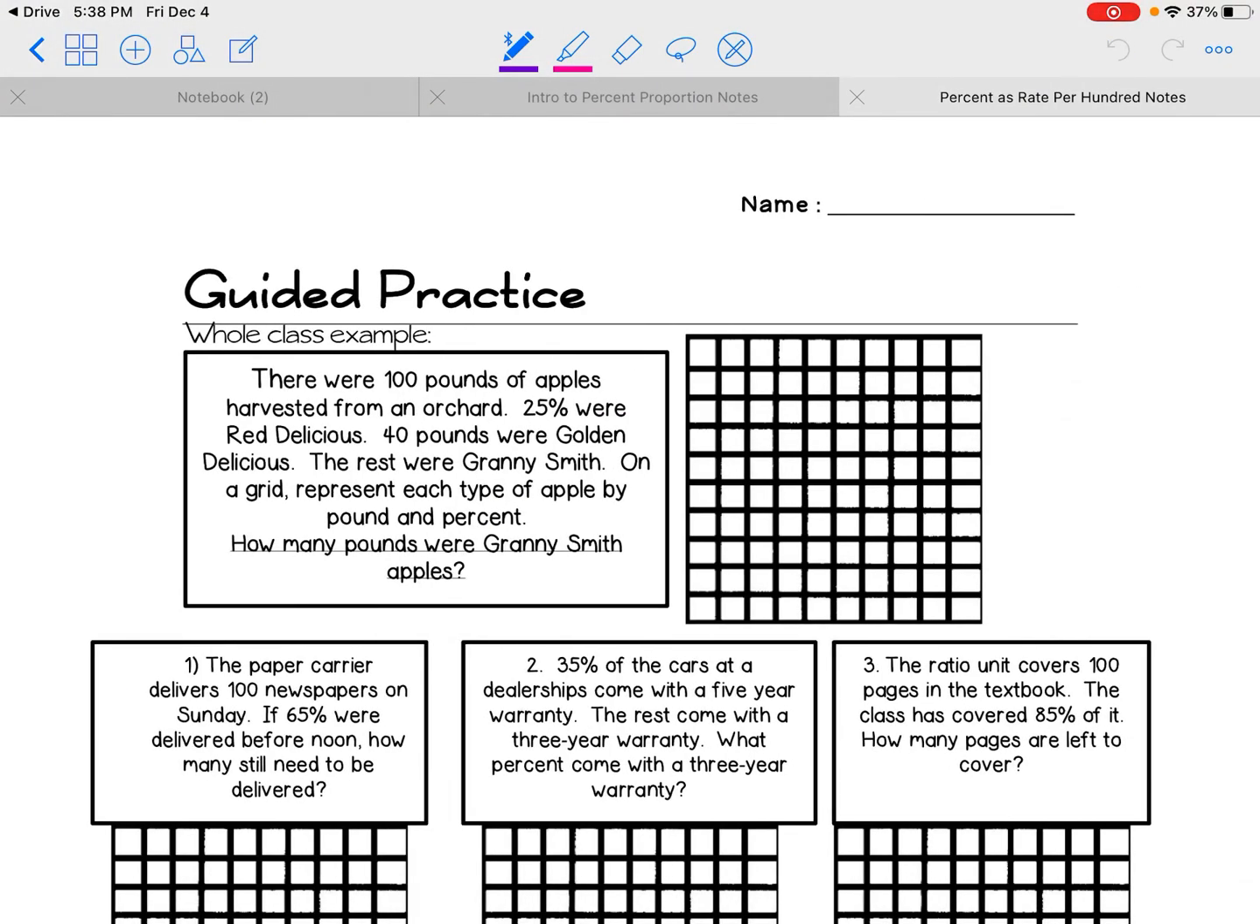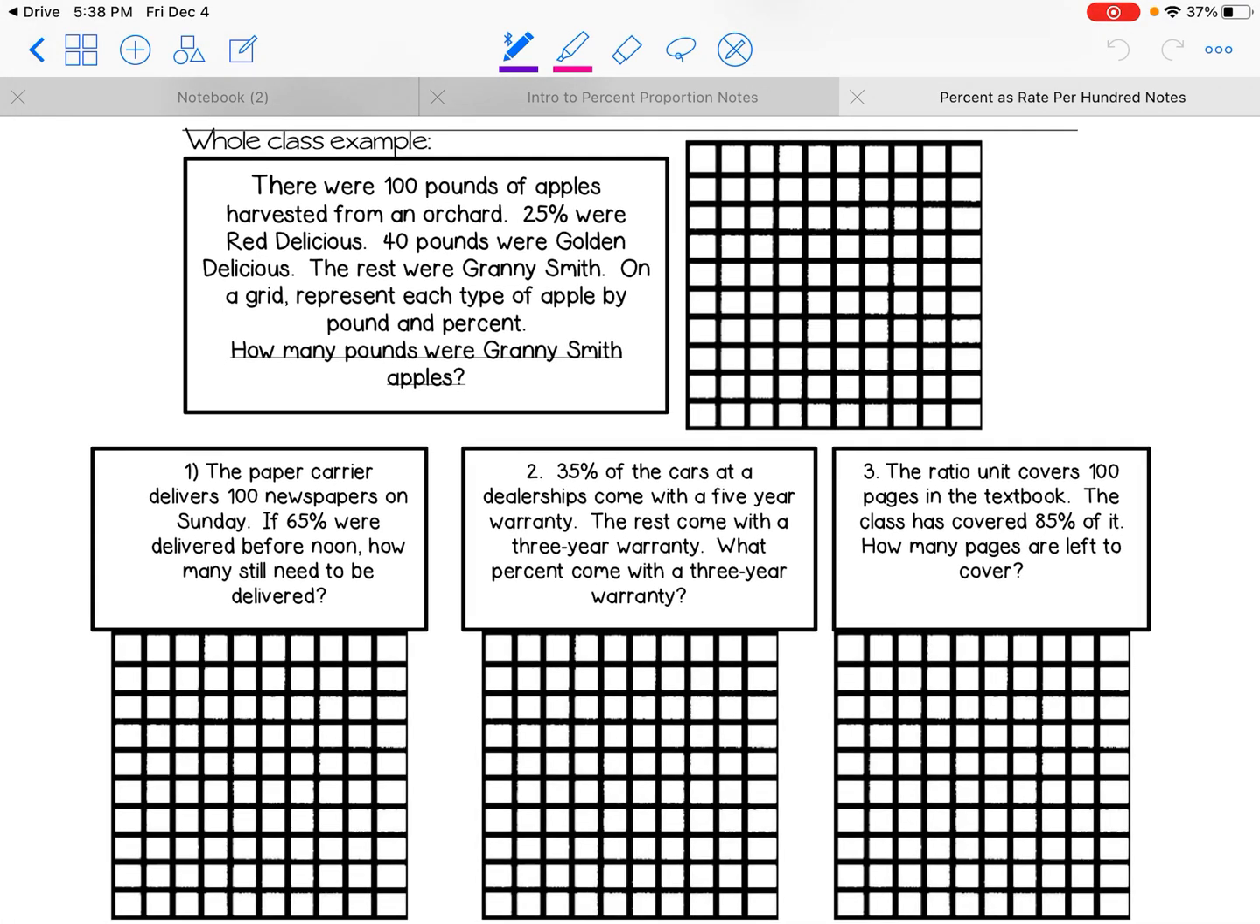So now let's go more towards solving problems with this as our foundation. So it says in the whole class example, there were 100 pounds of apples harvested from an orchard. 25% were Red Delicious. 40 pounds were Golden Delicious. The rest were Granny Smith. On a grid, represent each type of apple by pound and percent. How many pounds were Granny Smith apples?